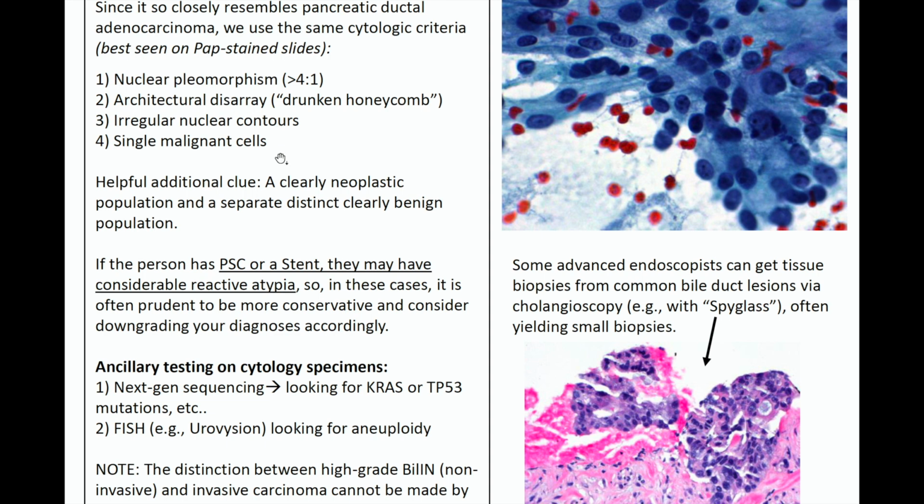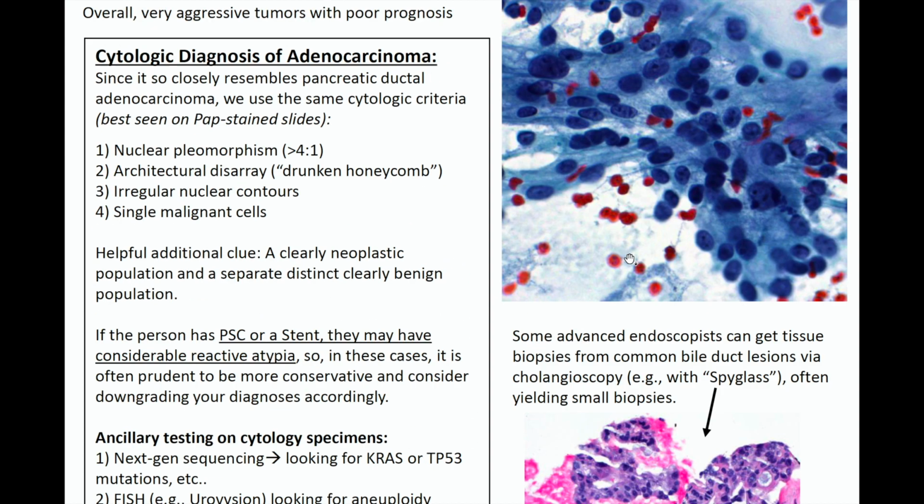A helpful additional clue is a clearly neoplastic population and a separate, distinct, clearly benign population. If the person has primary sclerosing cholangitis or a stent, they may have considerable reactive atypia. So in these cases, it is often prudent to be more conservative and consider downgrading your diagnosis accordingly. Some ancillary testing on cytology specimens can be performed, such as next-gen sequencing, where you're looking for KRAS or TP53 mutations, as well as FISH, such as UroVysion, looking for aneuploidy. Note the distinction between high-grade BilIN, or non-invasive, and invasive carcinoma cannot be made by brush cytology. You need the architecture to evaluate.